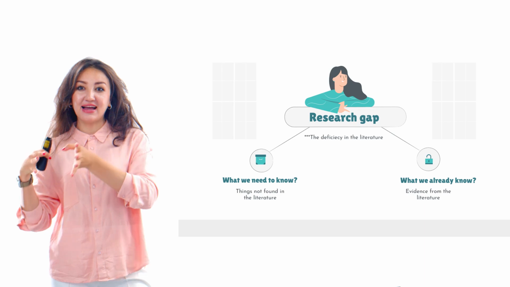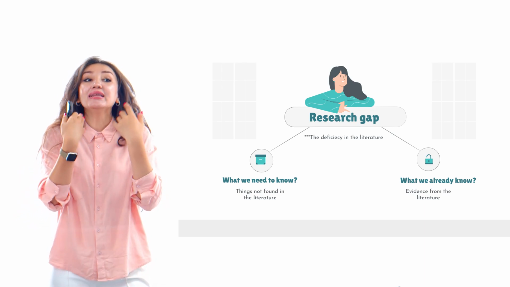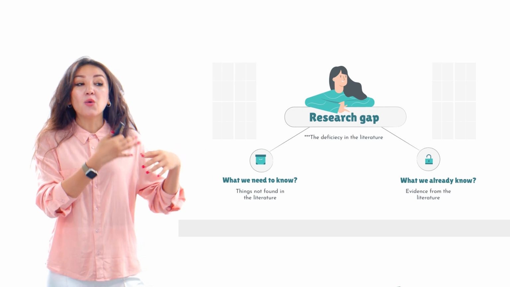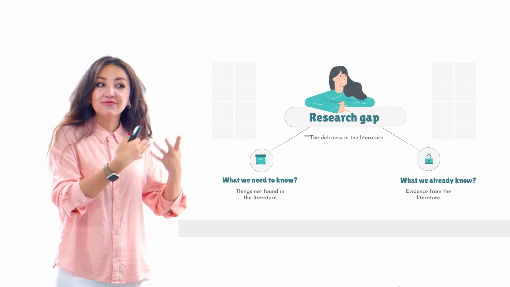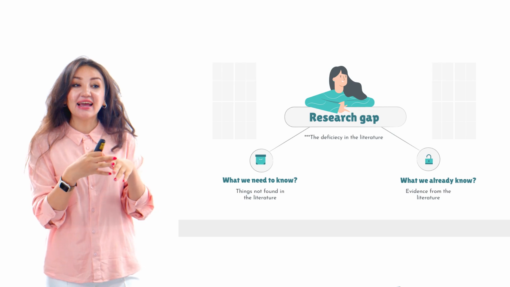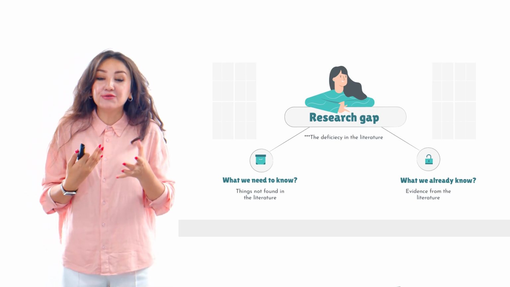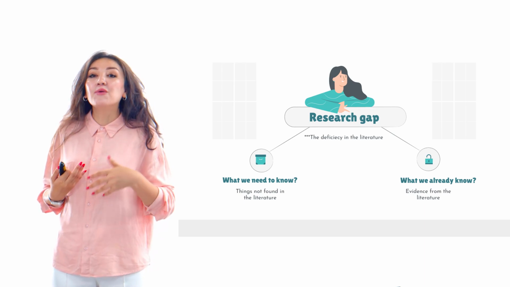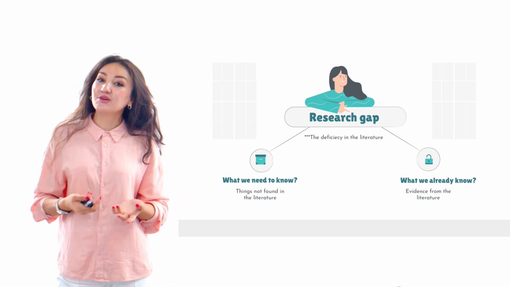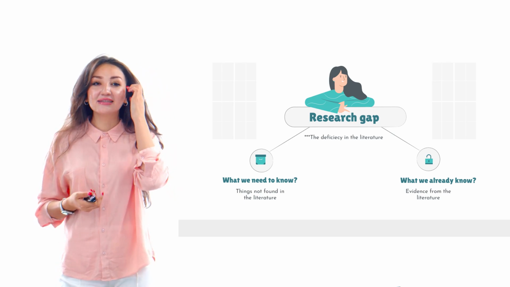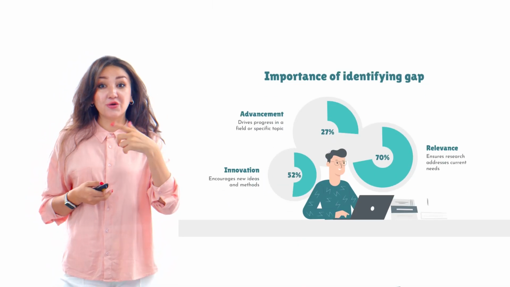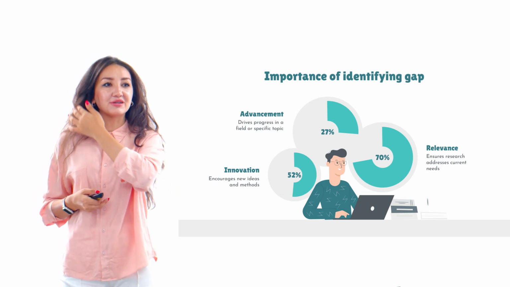So the first line, look at this. What we need to know are things not found in the literature, and what we already know is the evidence from the literature. At the end, the research gap is the deficiency in the literature that we have to fill by adding our own research with our own contribution, by conducting a certain analysis, right? So the main concept of the research gap is a deficiency in the literature, and you are going to fill this deficiency with your research.